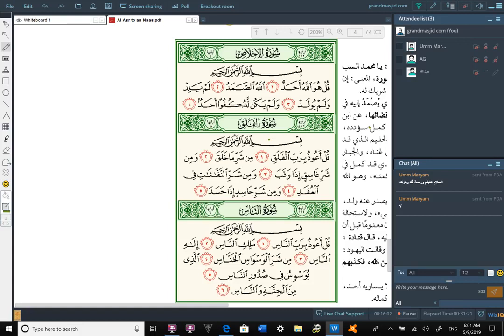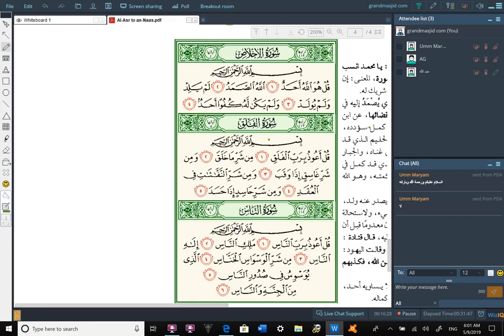Barakallahu feek. Anyway, Surah Al-Falaq. Al-Falaq comes from Fa, Lam, Qaf, and it means the break or the splitting. It means the daybreak. Bismillahir Rahmanir Rahim, we already went through this.